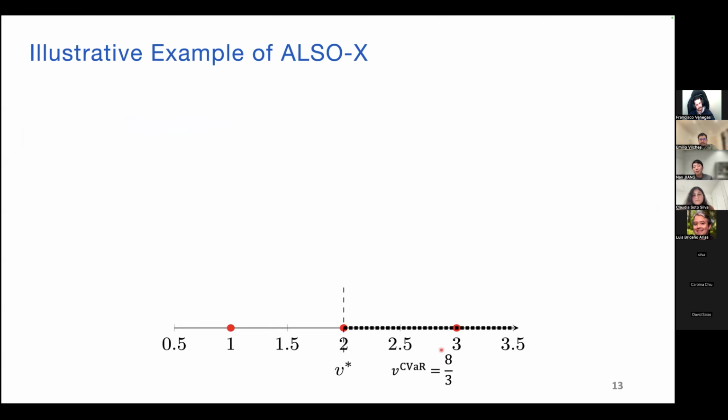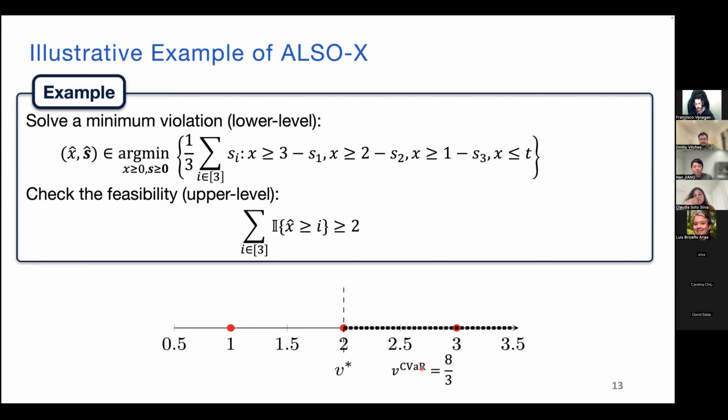Because it's a one-dimension problem, we can find the closed form very quickly. And even in this very simple example, you can tell CVaR is suboptimal and very conservative. So we start looking at what the performance of the ALSO-X heuristic is. We can solve the lower level problem, and then for a given t, we can check the feasibility. We can start with any t, maybe with the CVaR value, or any value that is greater or equal to 2.